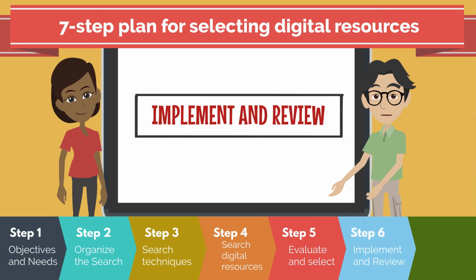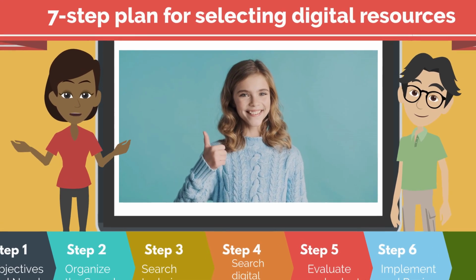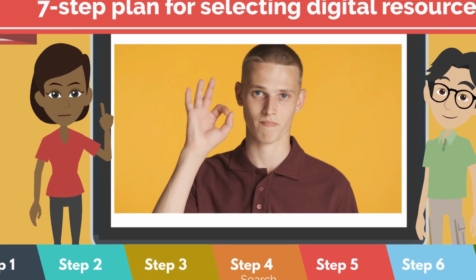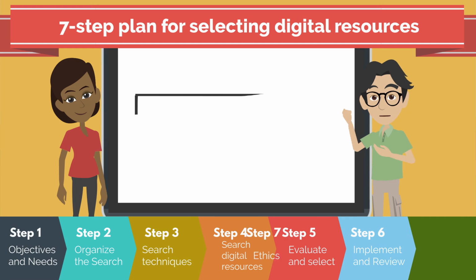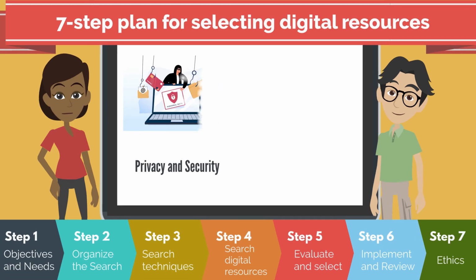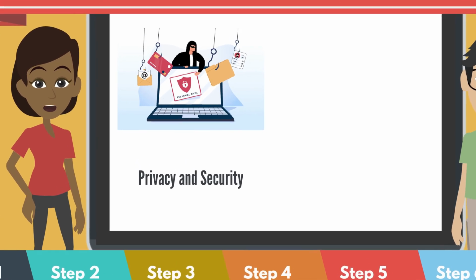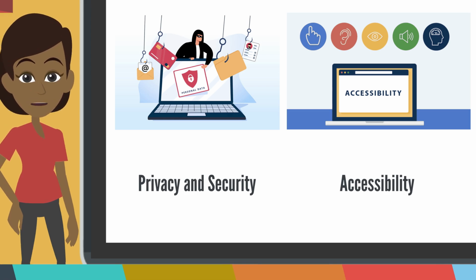Step 6. Implement and review. What do we do once we choose the resources? Integrate the resources into your lesson plan and observe how they work. Gather feedback from students to make adjustments for future lessons. Step 7. Ethical considerations. What should we pay attention to? Check the privacy and security of the resources. Additionally, ensure they are accessible to all students, with features like subtitles.